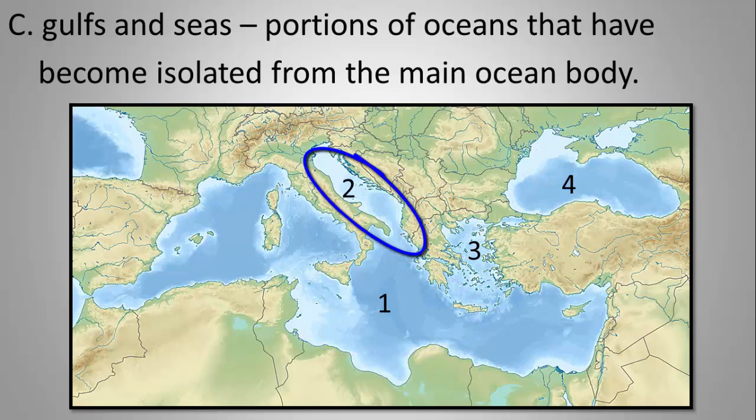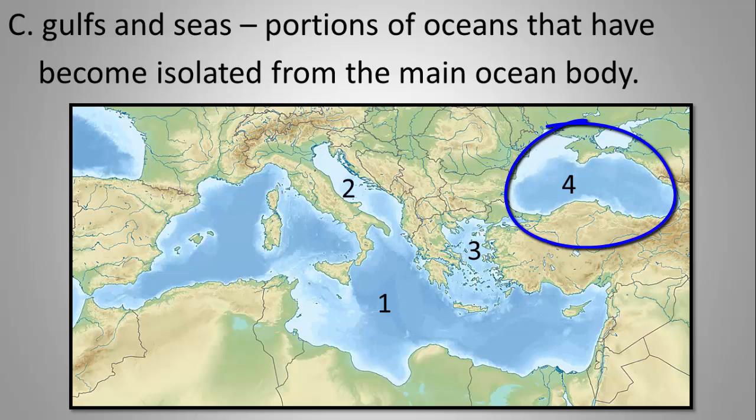Number 2, that's the Adriatic Sea. It's isolated from the bigger Mediterranean by Italy. Number 3 also starts with an A, the Aegean Sea, separated from the larger Mediterranean Sea by Greece. Number 4, the Black Sea, and it's pretty well separated from the Aegean Sea and Mediterranean Sea by a strait that pretty much closes it off. So that's a very different body of water.